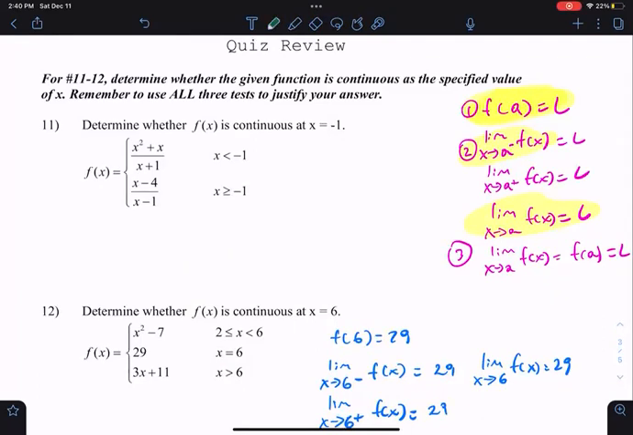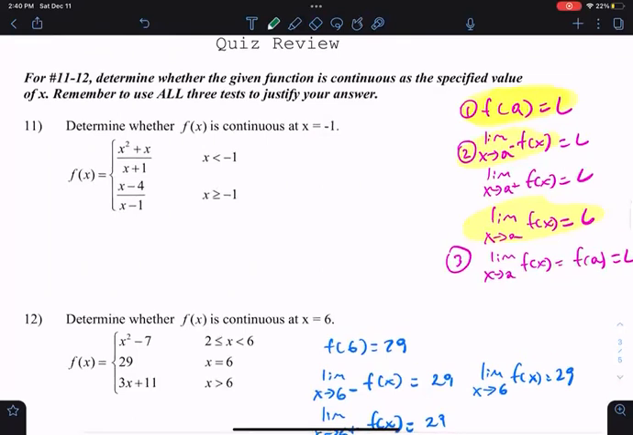So let's do an example, and then it will make a lot of sense. So they're asking you, determine whether f of x is continuous at x equals -1. So I'm not going to use this one because they're saying that x is less than -1, so I have to use this one, when x is greater than or equal to -1. So I'm going to use that.